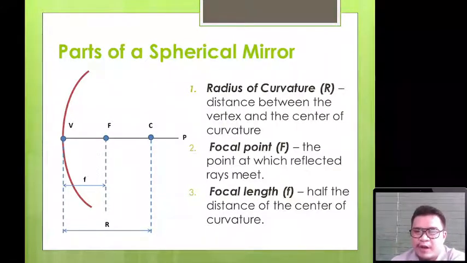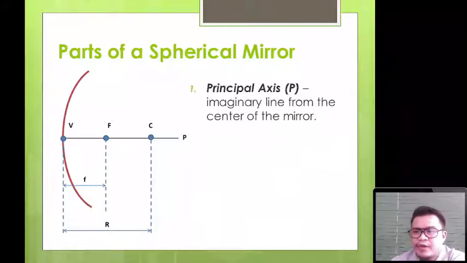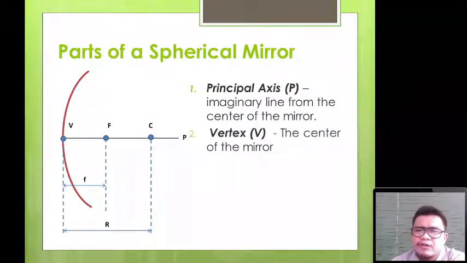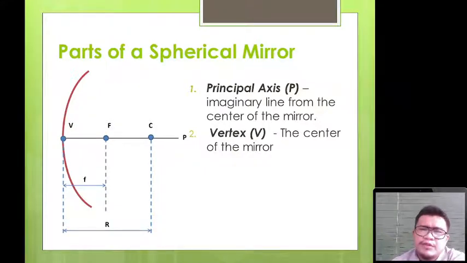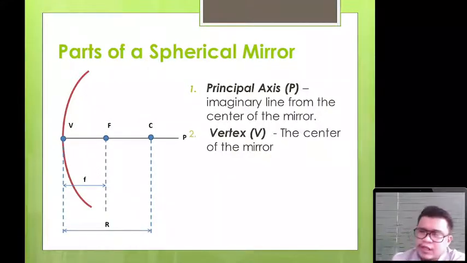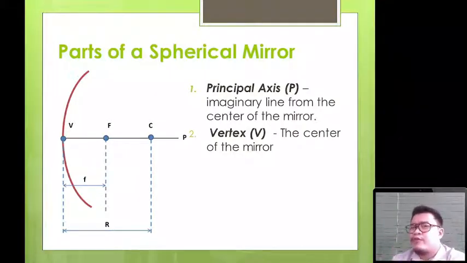Now let's talk about the other parts. We have the principal axis. It's just an imaginary line from the center of the mirror. I mean to say, that line is not actually there, but we just assume that it's there to serve as our reference point when we are going to form our ray diagrams later. Okay? And of course, the vertex V is the center of your mirror.